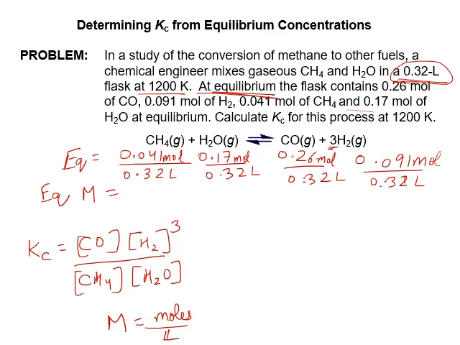And we solve for the final concentration. If you plug this into your calculator, you would get methane as 0.13 molar, water will be 0.53 molar, CO is 0.81, and hydrogen gas is 0.28.